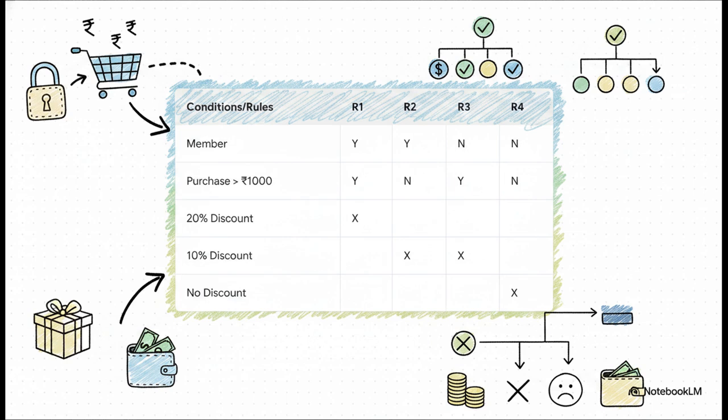Up top, we have the conditions stub, listing all your possible inputs. So here, is the customer a member, and is their purchase over 1,000 rupees? Right next to that are the condition entries, which give us the actual values, like yes or no. Down below, we've got the actions stub, listing the possible outputs, maybe a 20% discount, a 10% discount, or no discount at all. And finally, the action entries use a simple X to mark exactly which action triggers for each specific combination. It literally maps out every single scenario.